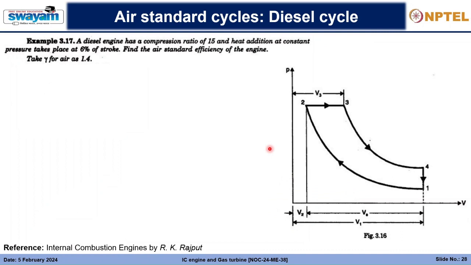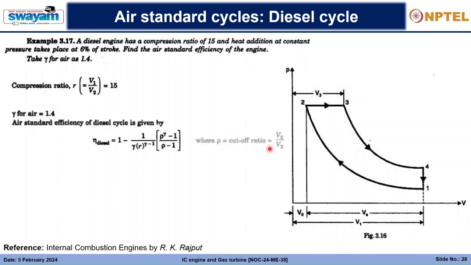So let us directly move on to a question. We have only two questions left for this session, and this will be a little bit quick. A diesel engine has a compression ratio of 15 and heat addition at constant pressure takes place for 6% of stroke. Find the air standard efficiency of the engine.